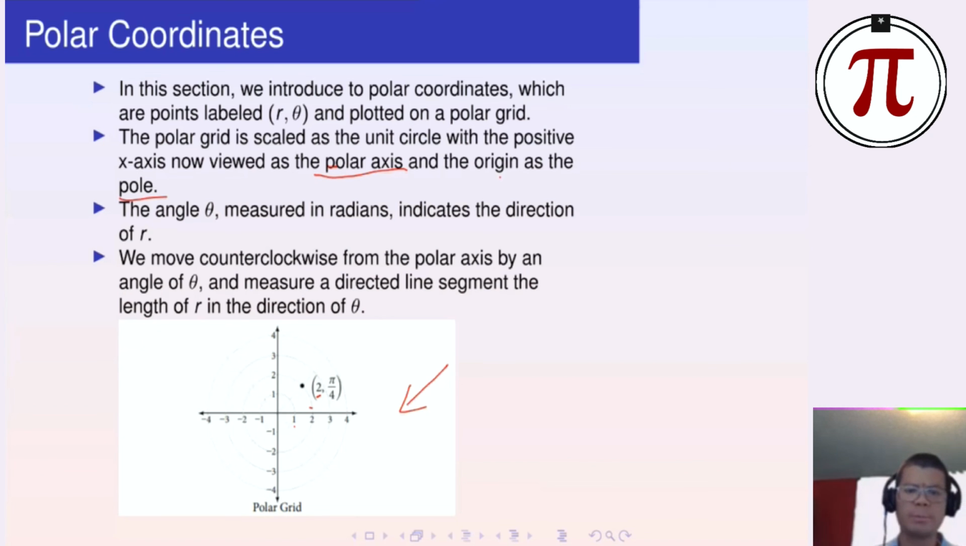We move counterclockwise from the polar axis by an angle theta and measure directed line segments of length r in the direction of theta. So if we move counterclockwise by an angle of pi over 4, and the length is 2, then the point is (2, pi over 4). That's what we get for this one in the polar grid. Make sense?